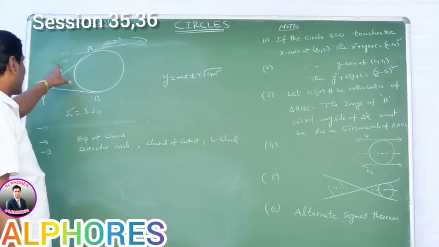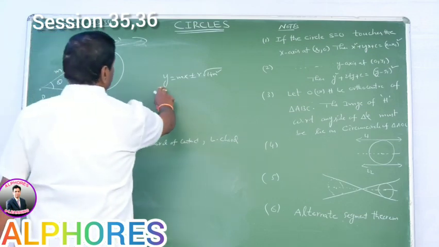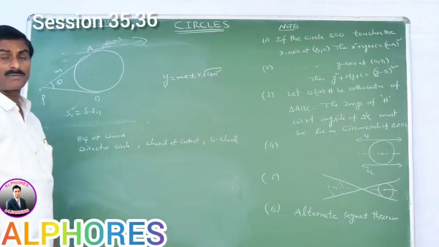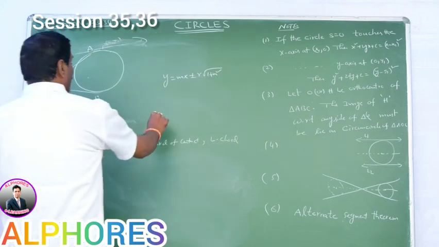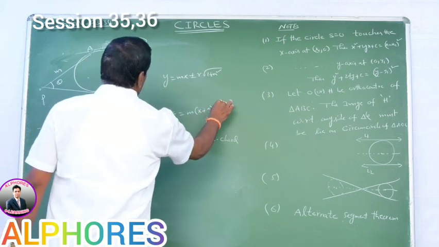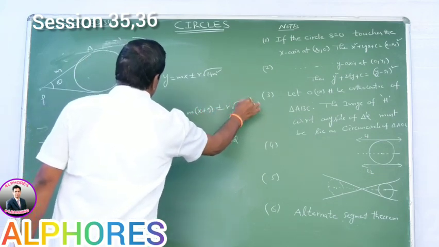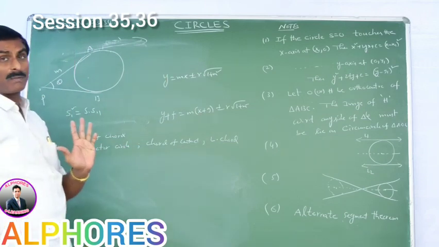Let m be the slope of the tangent, PA or PB. The equation of the tangent is y is equal to mx plus or minus r into root over 1 plus m square, when the center is 0, 0. If the circle is S is equal to 0, what is the equation of the tangent? y plus f is equal to m into x plus g, plus or minus r into root over 1 plus m square. X is replaced by x plus g, y is replaced by y plus f.